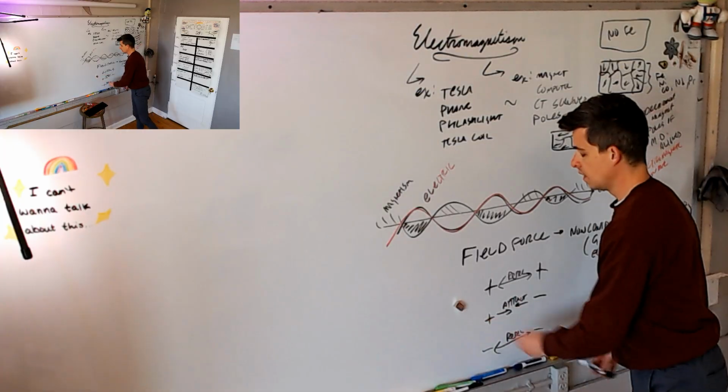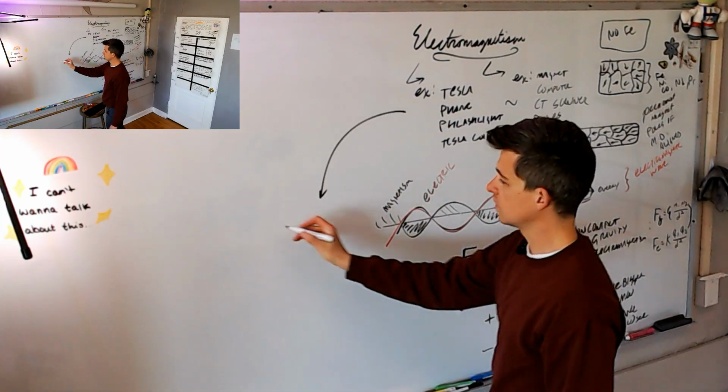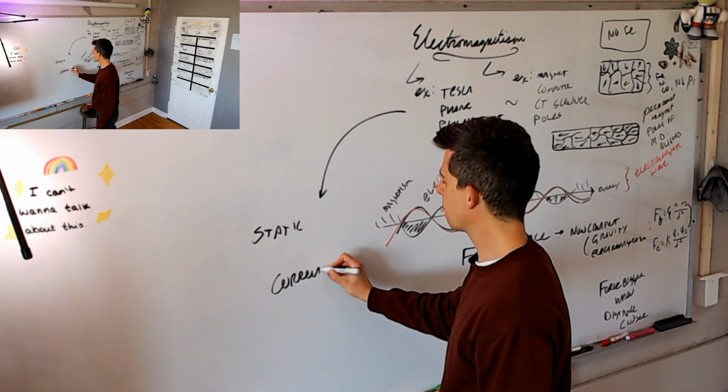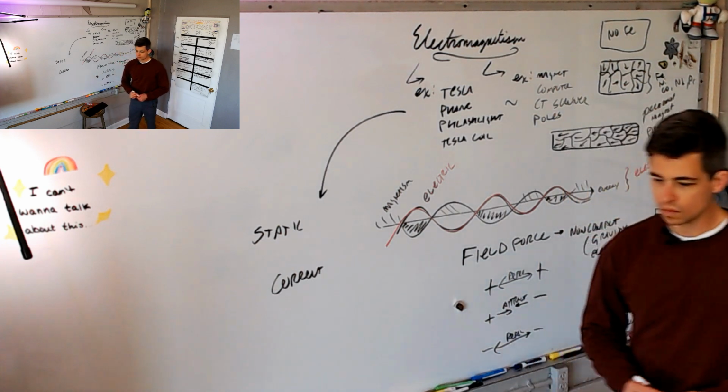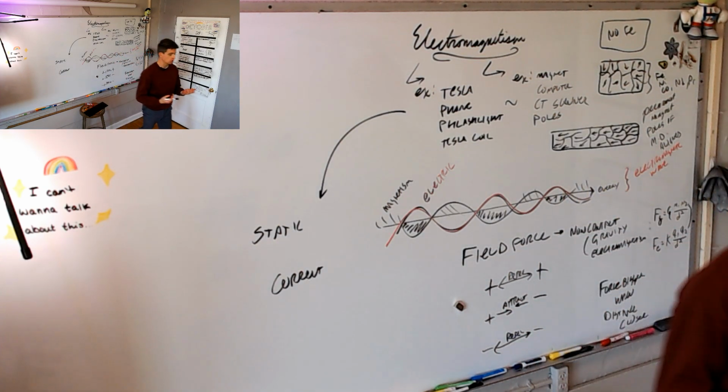Well, another way is an electromagnet, and that's where we get into electricity. So there are really two kinds of electricity. There are static and current electricity. Static electricity has to do with the accumulation of charges on the surface of an object.